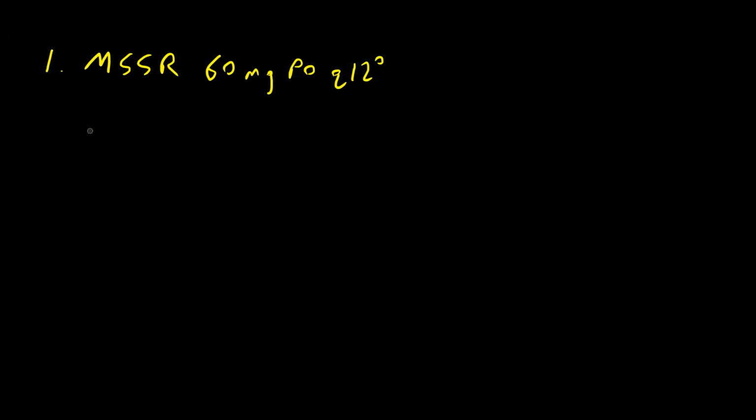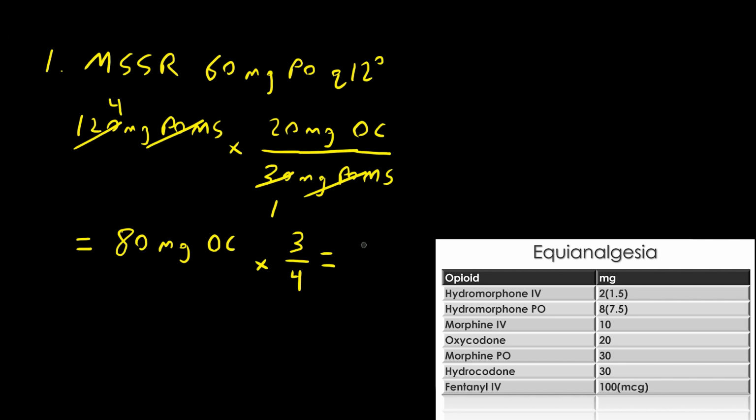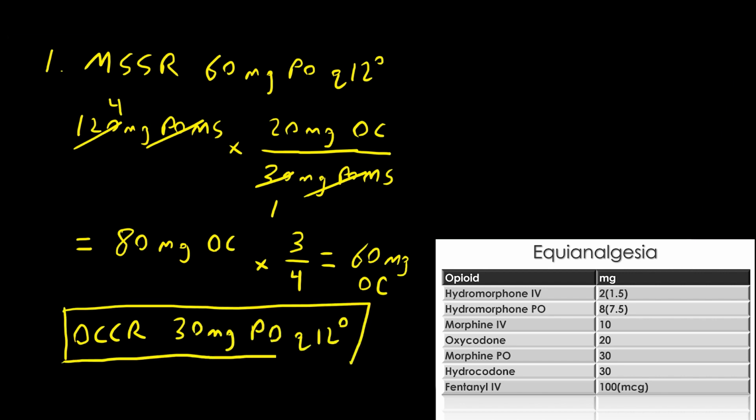So let's see what that would look like. This is 120. Multiply this by 3/4. We're going to get 60. And oxycodone long-acting comes in 30. And so our new regimen is going to be long-acting oxycodone, 30 milligrams every 12 hours.